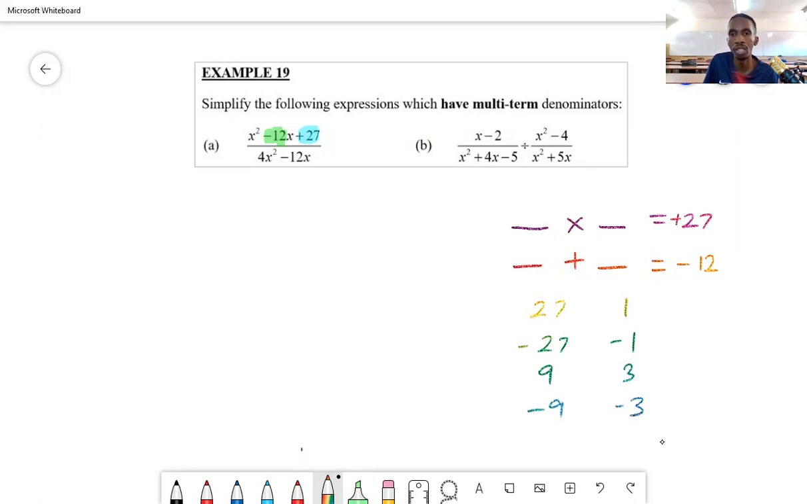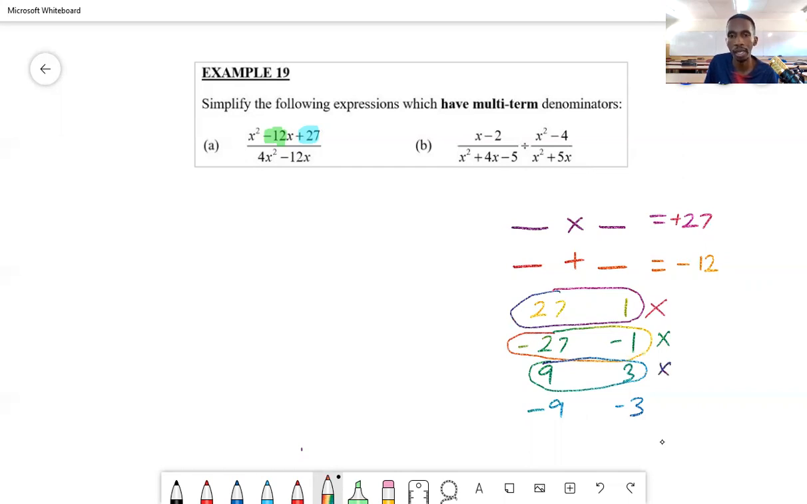When you look at 27 and 1, when you multiply those two together, they will give you 27, but when you add them, they won't give you negative 12. So that's not the combination we are looking for. Negative 27 and negative 1, when you multiply them together, they'll give you positive 27, but when you add them, they won't give you negative 12. So that's also not what we are looking for. The third combination, multiplied together, gives 27. When you add them, they give you positive 12, but we are looking for negative 12. So that's also not our combination.